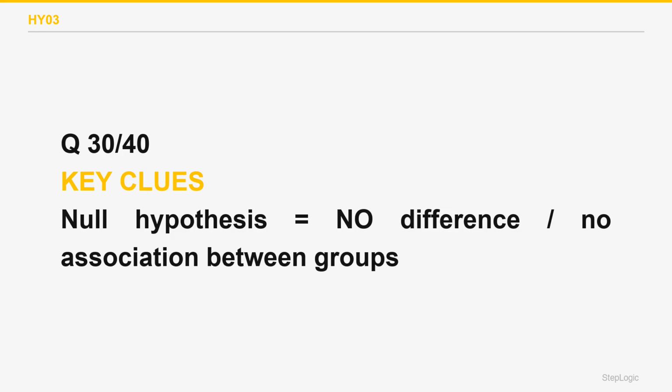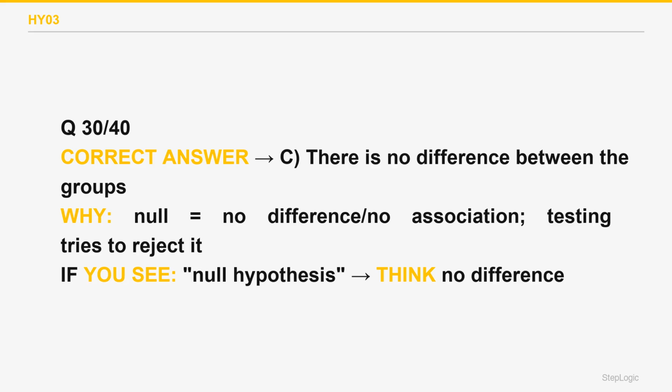The null hypothesis is the default claim of no difference or no association between the groups being compared. Statistical testing tries to reject it. If the data are unlikely under the null, we reject it in favor of the alternative. It is always the nothing-is-going-on statement. The correct answer is C.